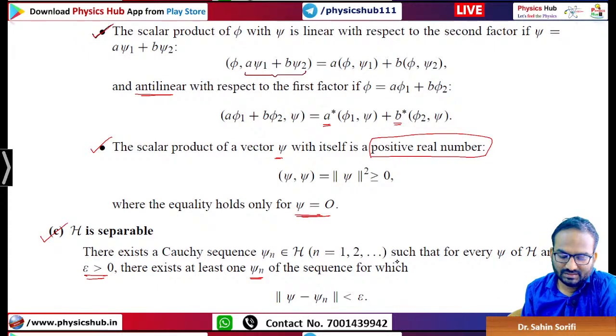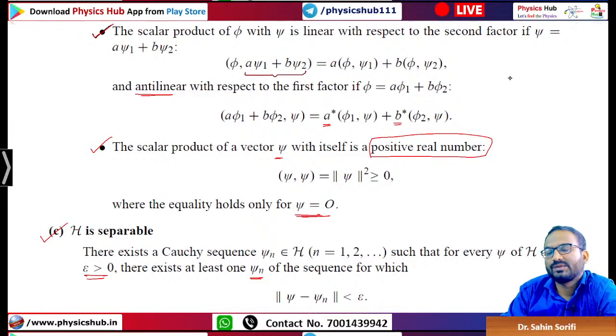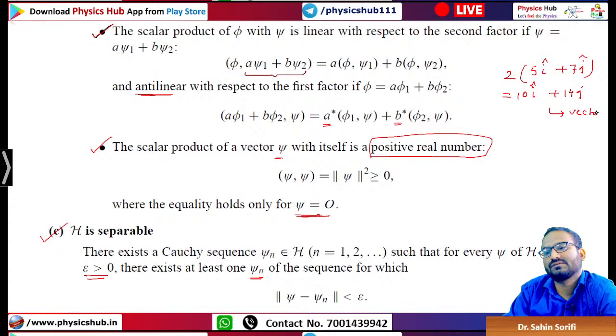Multiplication of scalar with vector gives scalar. No, that will give you a vector, no? Multiplication of a scalar, let's say 2, with a vector, let's say 5 i cap plus 7 j cap. So what should it give you? 10 i cap plus 14 j cap. So this is also a vector, no?